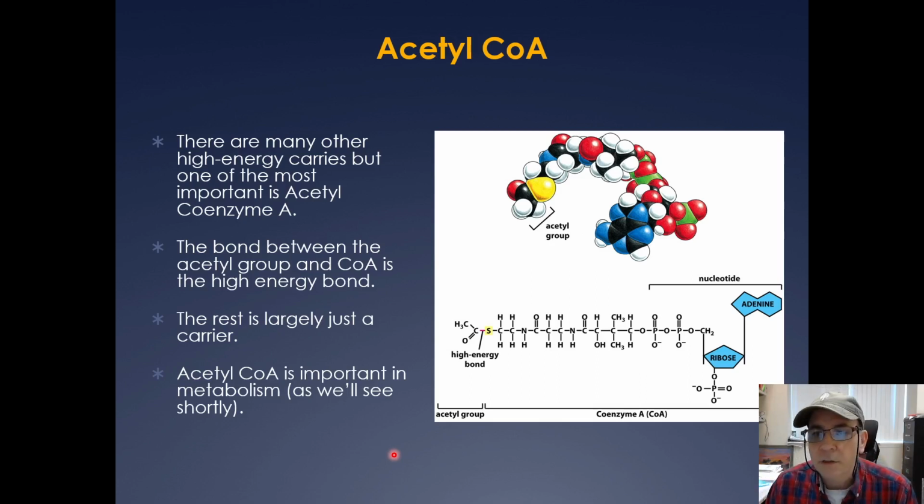Okay, so here's acetyl coenzyme A. This is a very important cellular intermediate, okay? The acetyl group here is attached to the coenzyme A molecule, and this is very important in central metabolism. The bond between the acetyl group and coenzyme A is actually a high energy bond, and the rest of this is largely just a carrier, coenzyme A. And we'll see in a second how important this is in central metabolism, because this is the intermediate that actually gets fed into the TCA cycle.